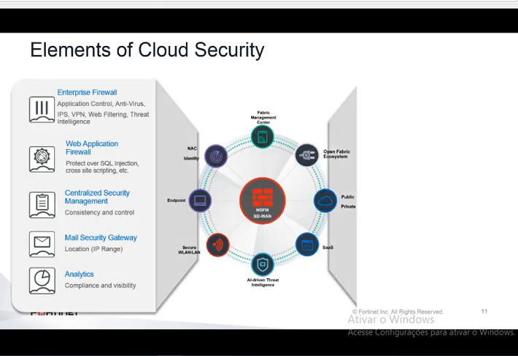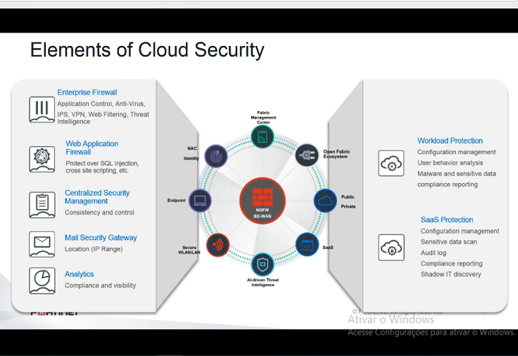The elements of cloud security are most of the same elements of traditional security, including enterprise and web application firewalls, access control, central management, mail security, and analytics. However, cloud security must also include new security tools, including cloud workload protection for your application in the cloud, and SaaS security for other applications, such as Office 365 and Salesforce, that are delivered to you from the cloud.